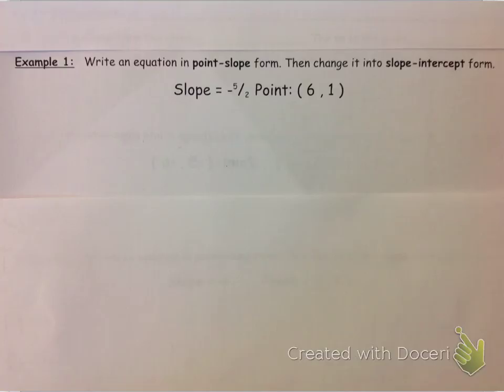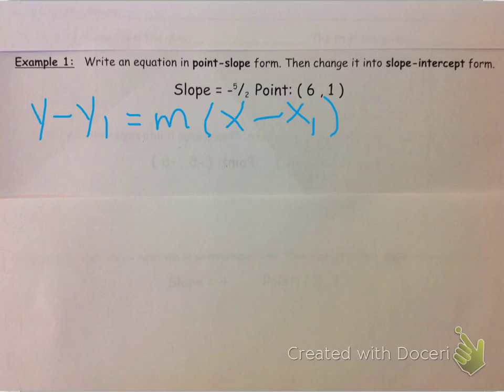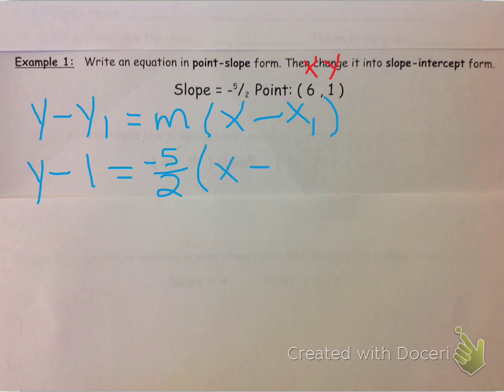Let's write out first the point slope form and then substitute the rest. Let's go ahead and substitute in our slope and our point. Y minus y1 comes from right here, equals m, which is negative 5 over 2, times x minus x1, which is 6. All we need to do now is to distribute our slope.